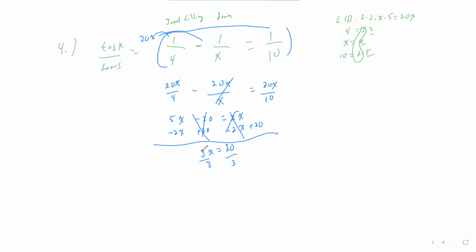Divide that by 3, and x equals 20 over 3, or what's that? 6 2/3 hours. All right, so with the information that was given to us, she can either fill her pool up in 4 hours or she can drain it in almost 7 hours.